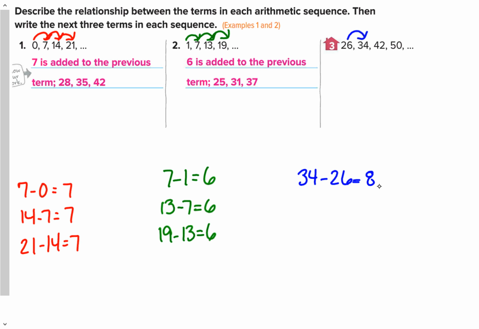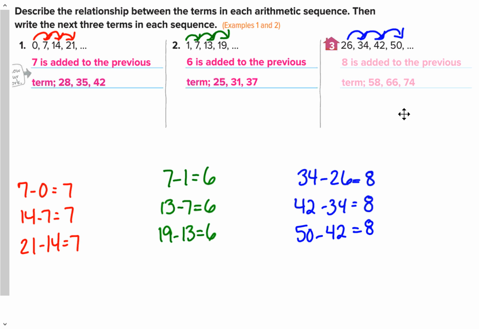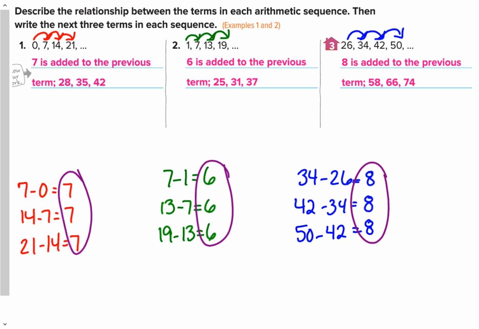Okay, and in our next one, from 26 to 34, so we're going to do 34 minus 26, and that equals 8. From 34 to 42, so 42 minus 34, that equals 8. And then from 42 to 50, that equals 8. So 8 was added to the previous term. So 58, 66, and 74. And what I want to bring your attention to, boys and girls, is that these are all positive. When they're positive, that means that they were added onto it. If they were negative, that means that it would have been subtracted away from it.